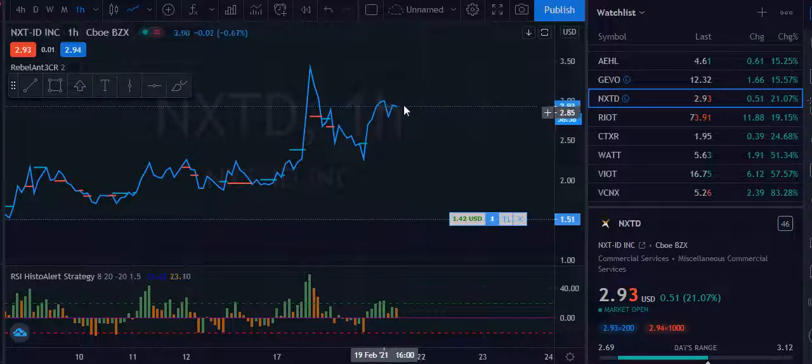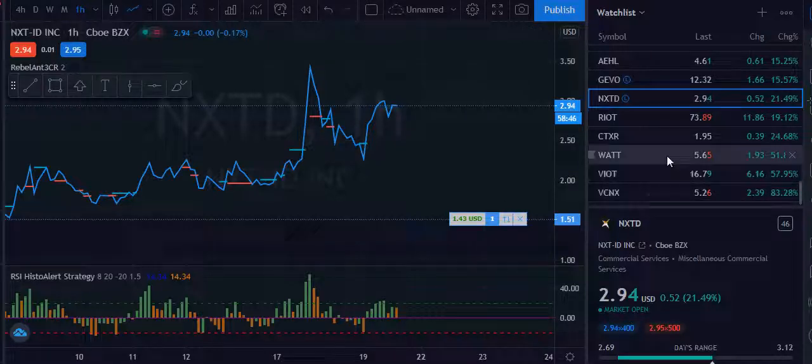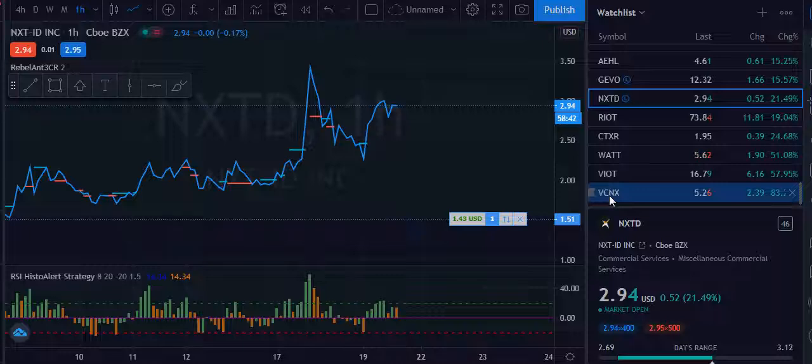No need to rush into these things. No need to break any of the rules. Follow the rules, and you'll be good to go. So, we can check any of these. We'll check VCNX, see what happened there in your own time. TradingView.